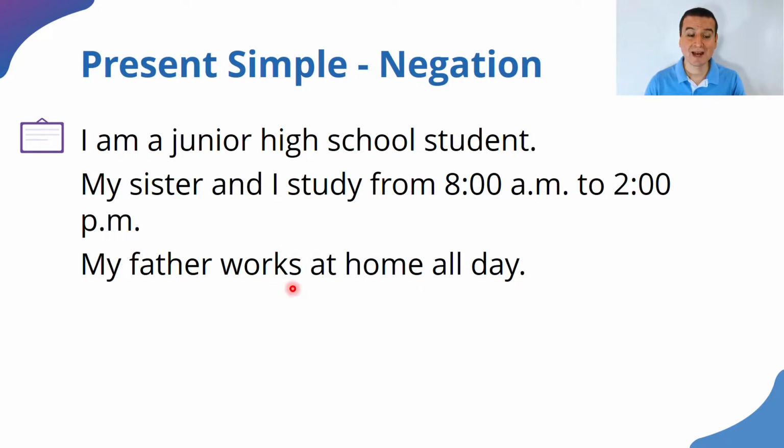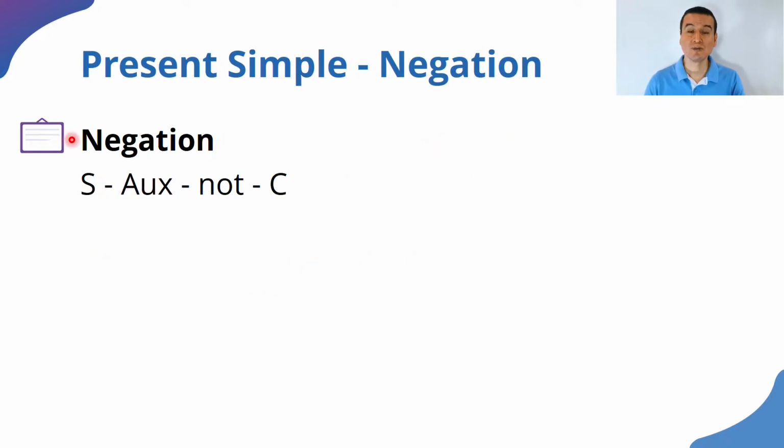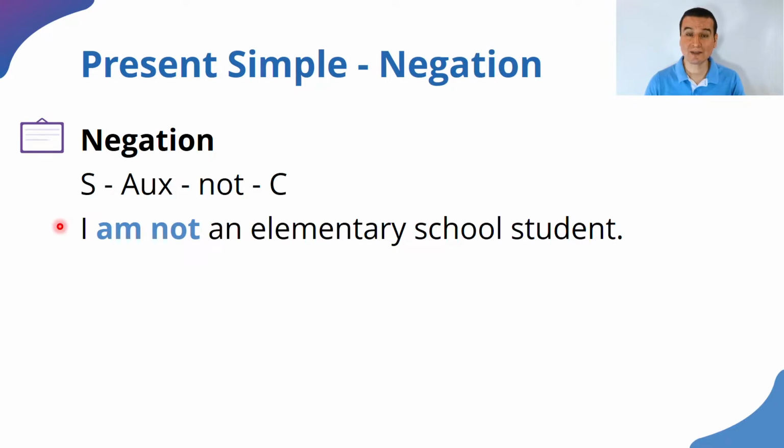Remember that. Now, for the negation, remember that we use the word not after the auxiliary. The structure is always subject plus auxiliary plus the word not, and then whatever comes next, the complement. For example, to negate the sentences that we had before, we say, I am not an elementary school student. I am not, that means that the auxiliary is am, and we have added not after it. I am not an elementary school student.